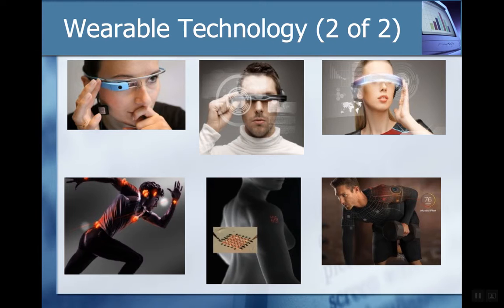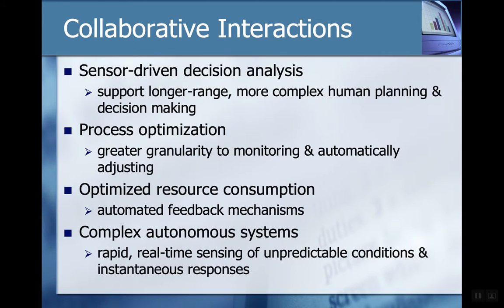And this is our visual of some next generation stuff as we're seeing here. Basically, embedded sensors embedded in clothing, things of that nature.